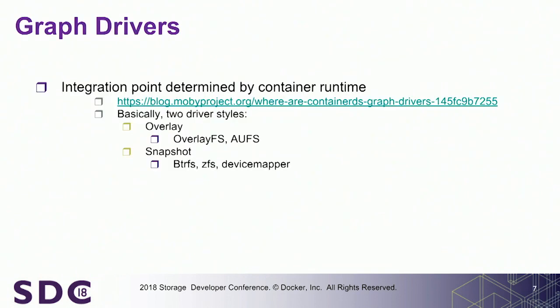So graph drivers. The integration point for the graph driver is determined by which container runtime you're running. By far the most common container runtime is containerd. containerd is the kind of de facto standard. There's a couple of other standards out there as well, and we'll talk about those a little bit further on. Even those fundamentally use the same code. But this link to an article is from the Moby project, which is upstream to Docker's. It's an open source upstream project for Docker's commercial offerings, and this is written by one of the Docker engineers, and it's a really, really good overview of the decision making process for which graph driver we decided to use.